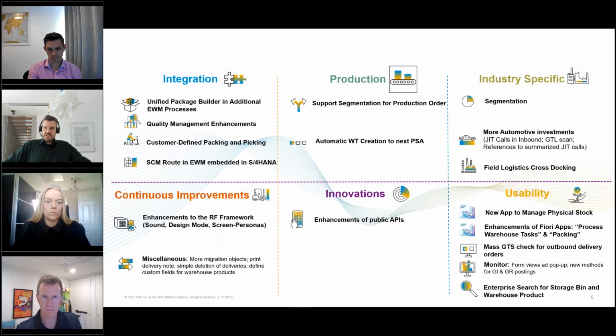Industry-specific segmentation is mainly driven by our fashion customers and so on, where they might need to separate stock into online business and e-commerce business, so that each and every segment gets its own stock. You can even think about country of origin constraints, which you can solve via that functionality. We had some automotive specifics like JIT calls in inbound, GTL scan, and reference to summarize JIT calls in the outbound area. Field logistics for cross-docking is quite a specific one.